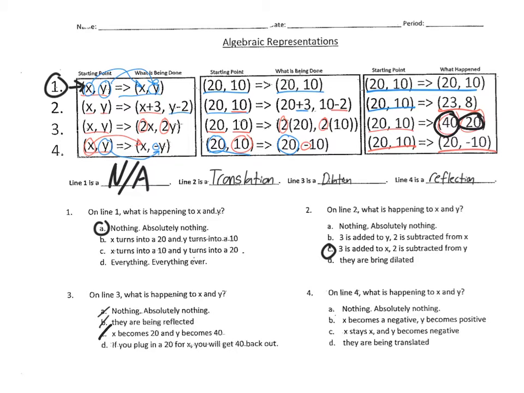Then D says if you plug in 20 for x, which we did, you will get 40 back out, which is what we ended up getting. So the answer is D on number 3.